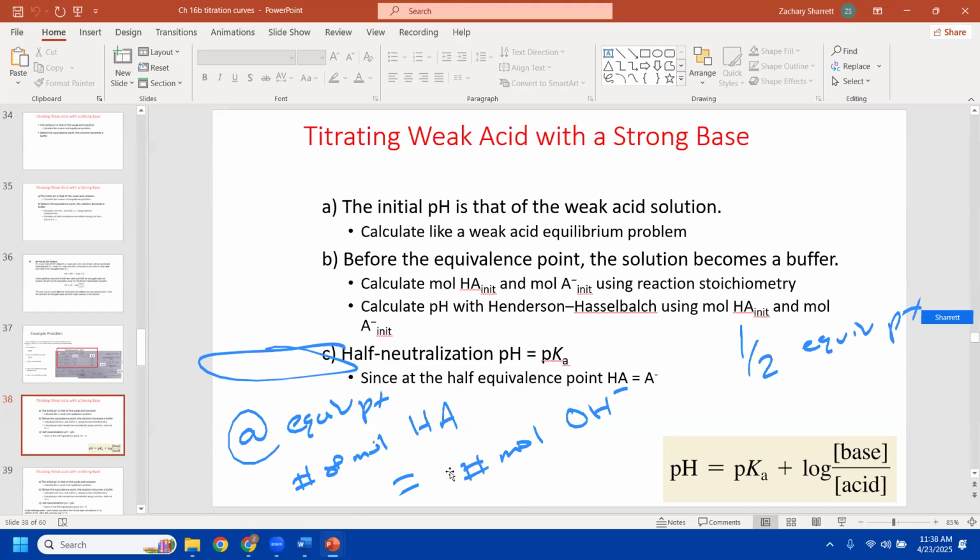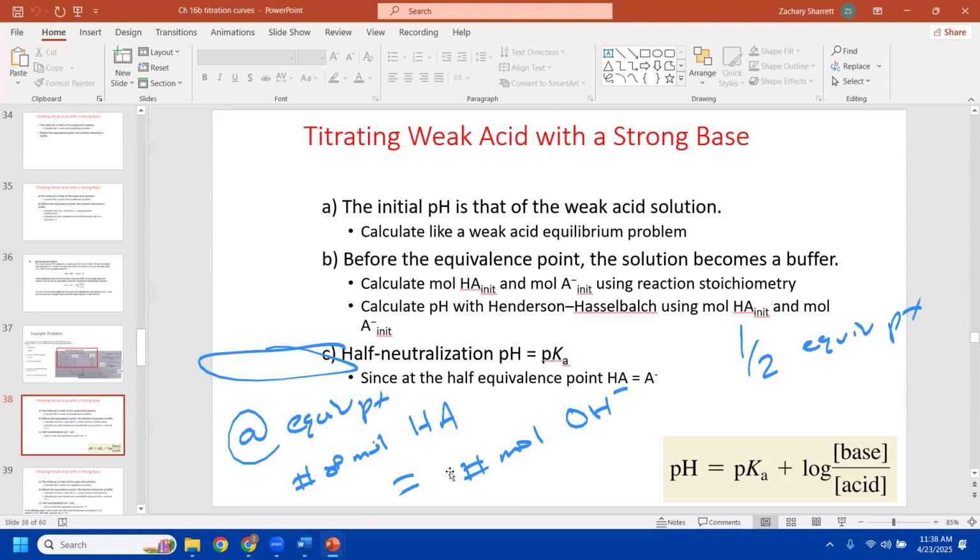Anybody want to take this? Rebecca, what happens? Let's think about it. At the equivalence point, all of the HA is converted into A minus. At the half equivalence point, what happens? Janessa, what happens at the half equivalence point?